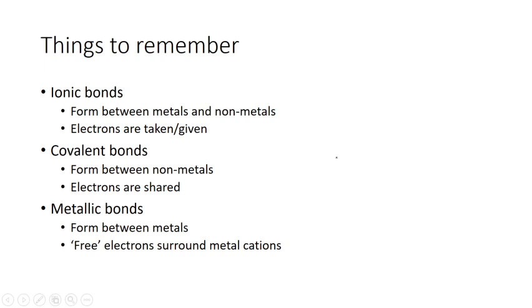So the basic takeaways here, things to remember about these three bond types, right? Ionic bonds form between metals and nonmetals. Electrons are given and taken. Covalent bonds form between just nonmetals. Electrons are shared. Metallic bonds form between, well, metals. And that the free electrons are surrounding metal cations, right?